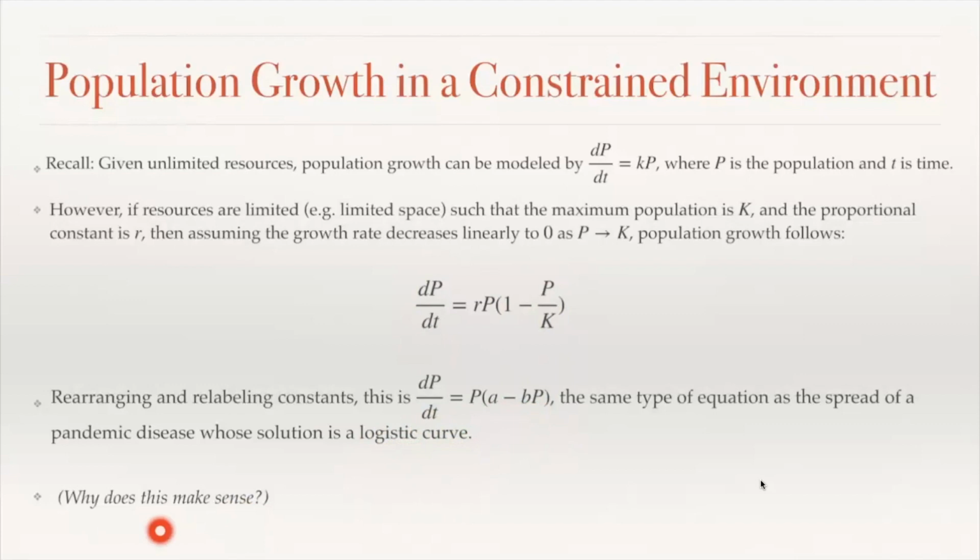And why does this make sense anyway? Why should it be the same model as the spread of a pandemic disease? Well, a disease is a biological organism that has a population, and the constraint on the population of the disease is the number of humans. So just thinking of the disease as some population that grows in a constrained way, it would be this equation as well.